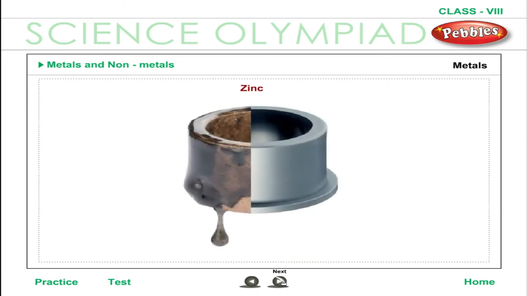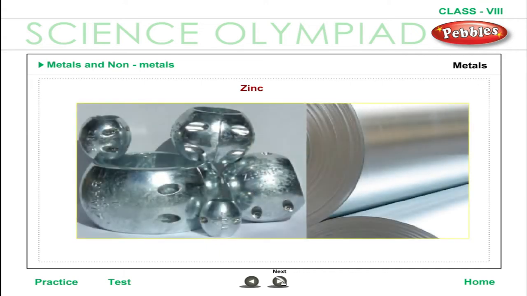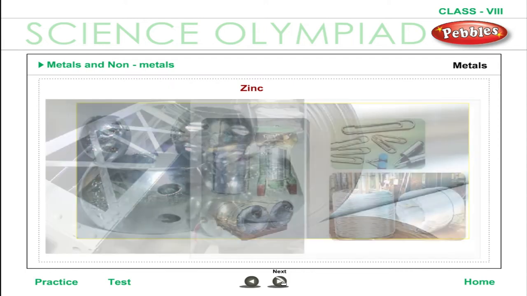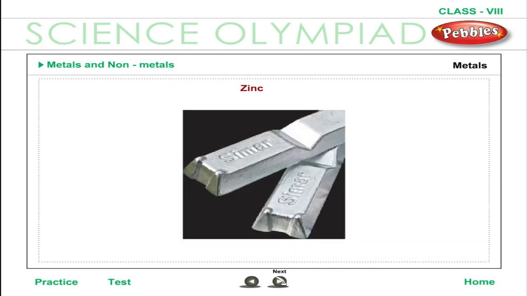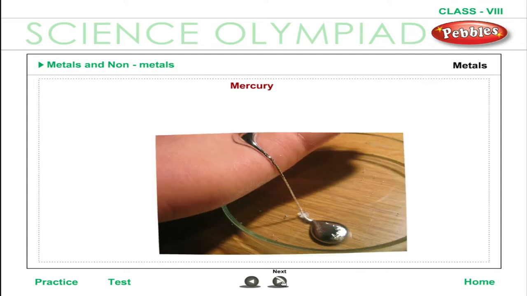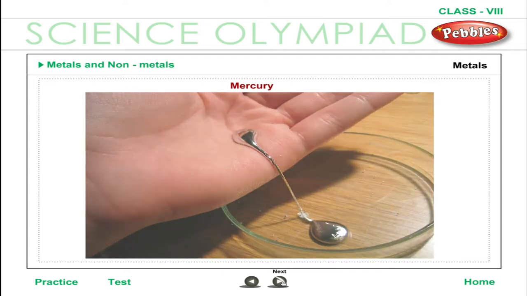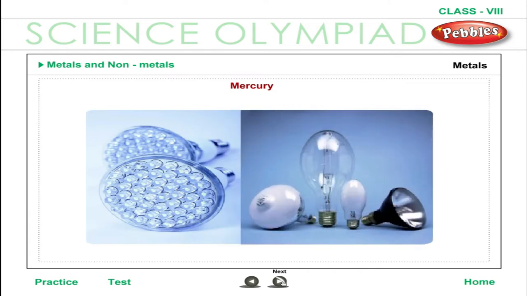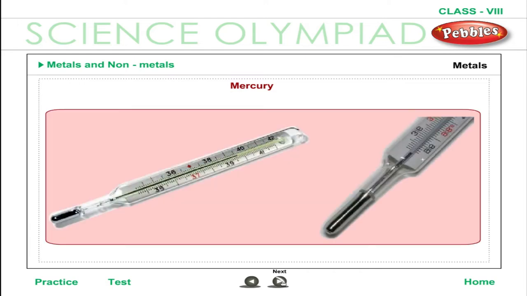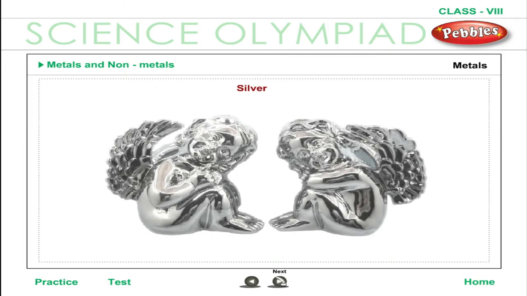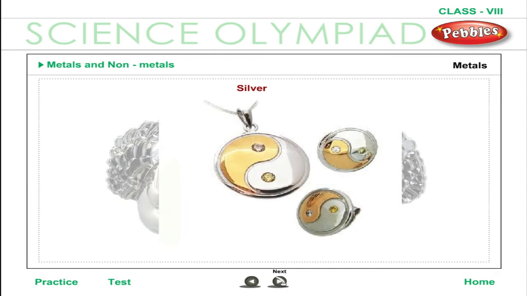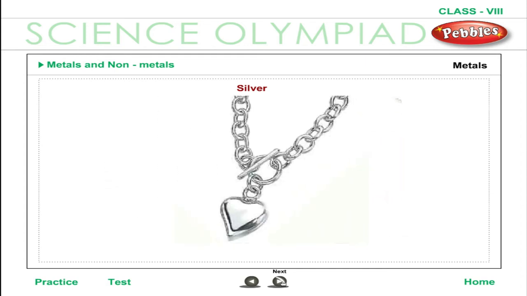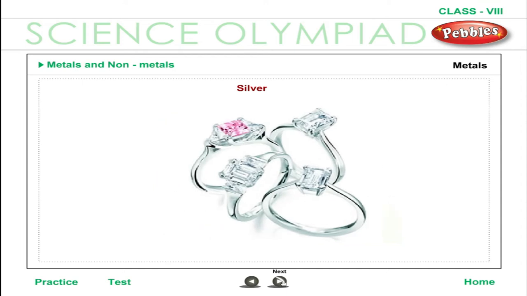Zinc. Zinc does not rust easily and is used to coat iron sheets by a process known as galvanizing. Mercury. Its property of not wetting glass and expanding a lot when heated makes it ideal for use in thermometers. Silver. The luster of this metal has made it popular for making jewelry. Things made of other metals are often coated with a protective layer of silver by electroplating.